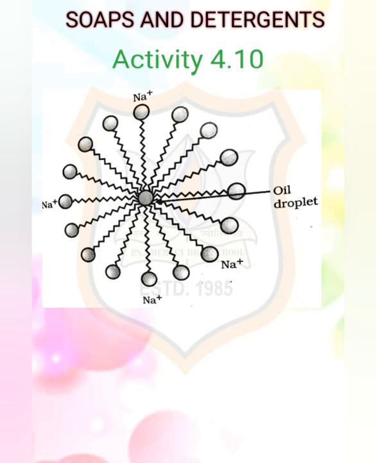Hello students, let us continue chapter 4 in chemistry, carbon and its compounds. In the last video, we discussed homologous series and nomenclature of organic compounds. Today we are going to discuss the new and last topic of this chapter, soaps and detergents. To understand this concept, let us have an activity.